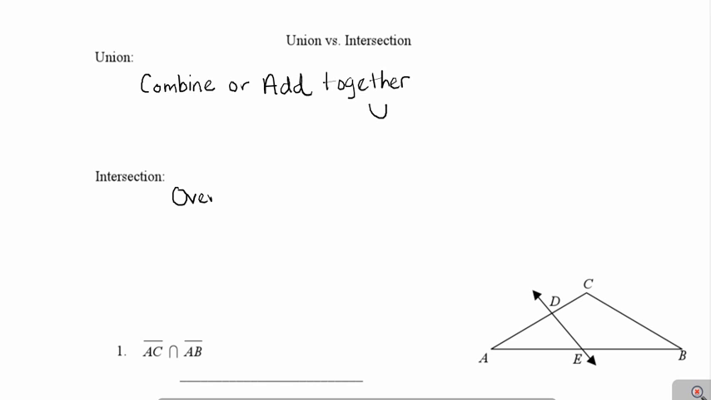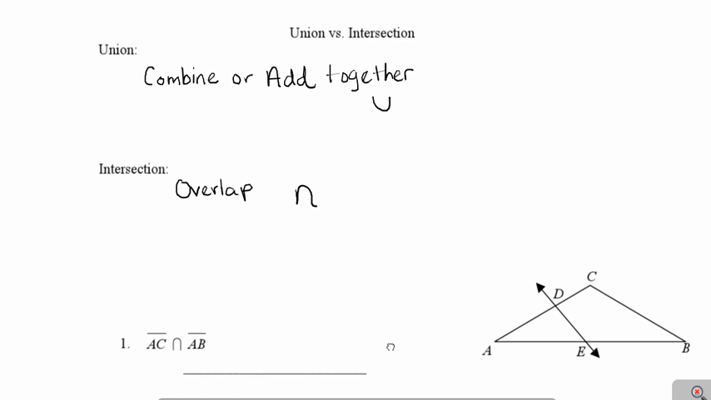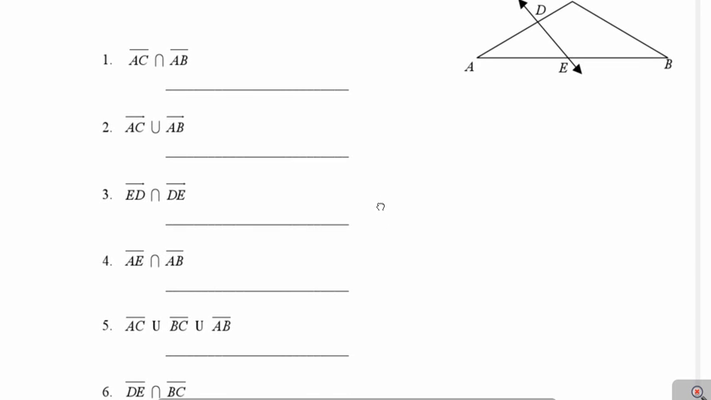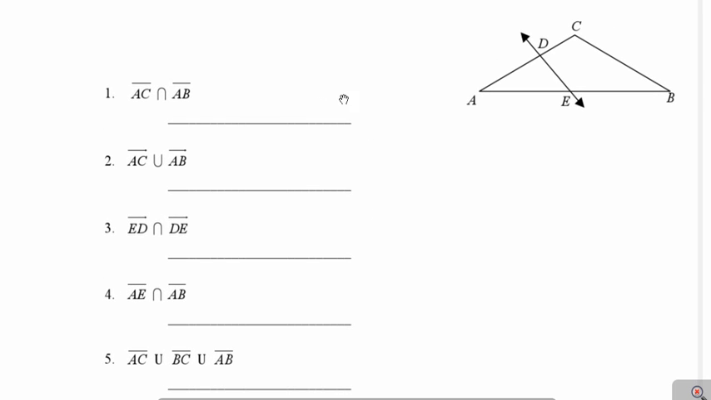Now intersection, on the other hand, I want you to think, where are they overlapping? Where's everything overlapping? The notation looks like an upside down U for intersection. Okay, so let's try some examples with the diagram given below. Usually I like to have colored pencils or markers to help with this.